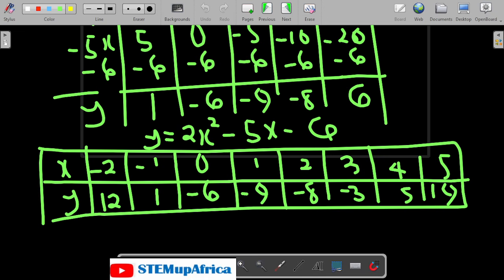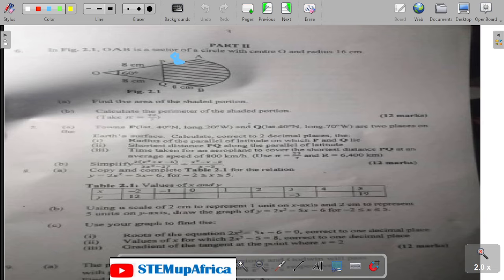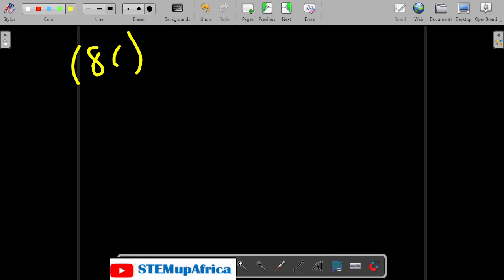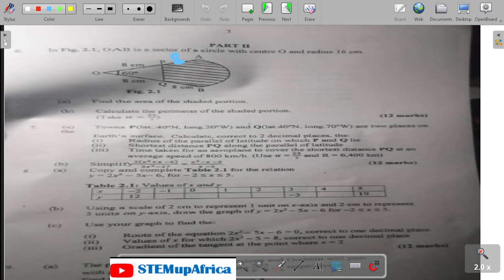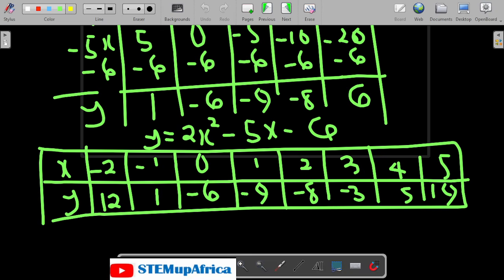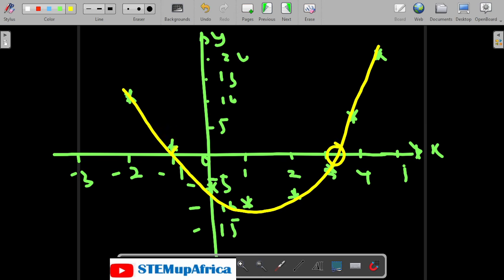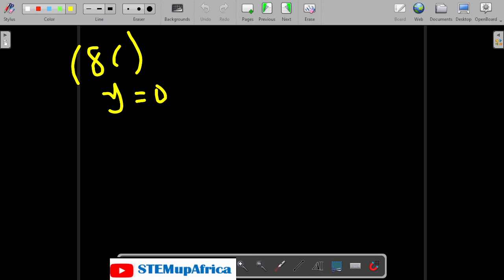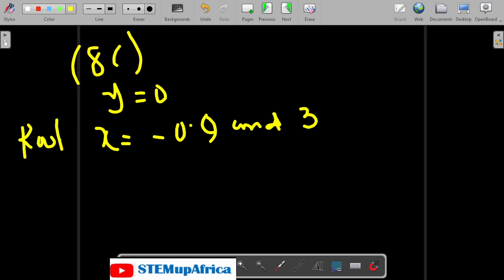Then the question C, he said use your graph now to find the root of 2x squared minus 5x minus 6 equals to 0. So 8c. It means that my y is 0. So at y equals to 0, you come to your graph. Where does the curve touch the axis? They touch here and touch here. So the root x should give us minus 0.9 and 3.2. Then it's not equal 1, not equal 2.